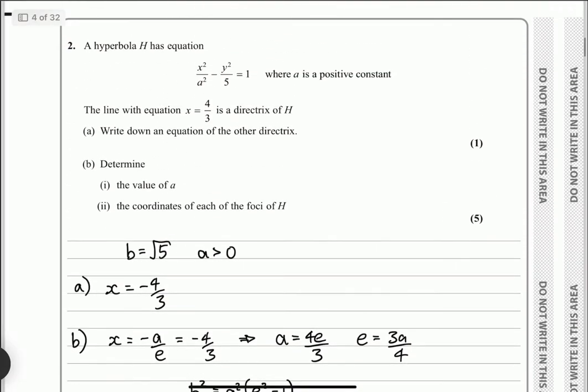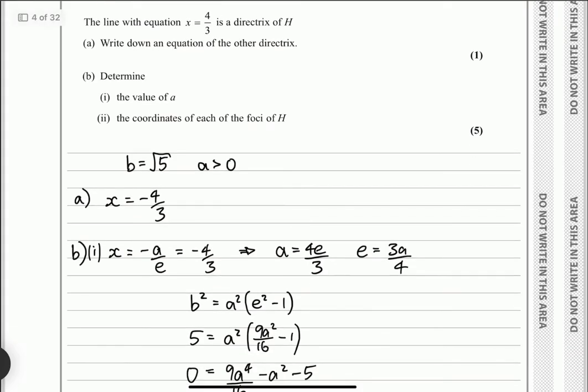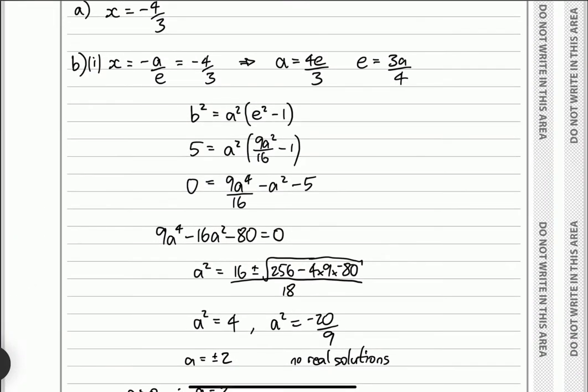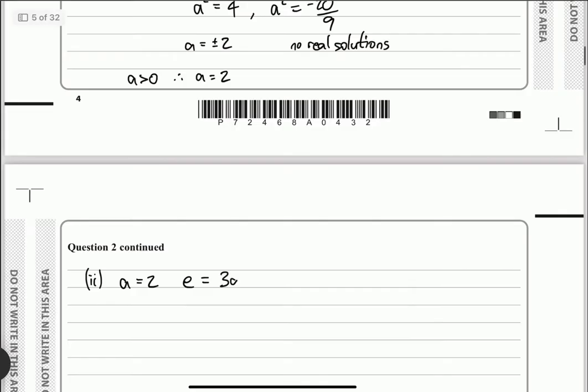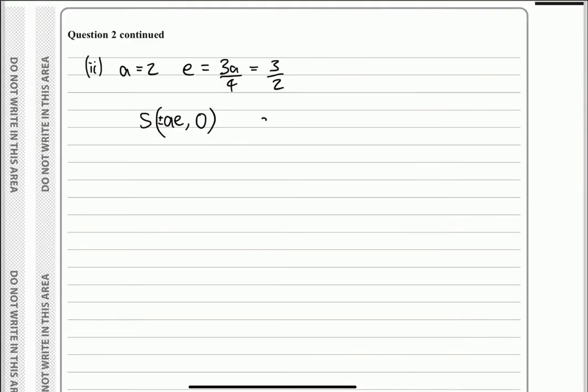Part B, I finished. Part C, I, the coordinates of each of the foci of H. This should be easy now that we know a is equal to 2. We also know e is equal to 3a over 4, which we can now say is 3 over 2. And the foci are plus or minus a e, 0. Now we know that a e is equal to 2 times 3 over 2 is a 3.